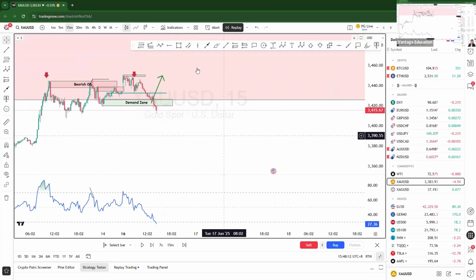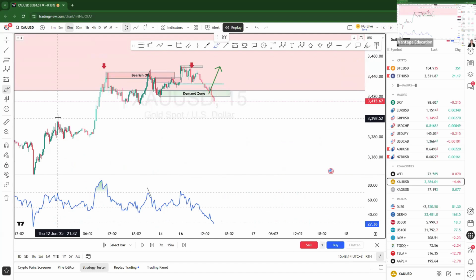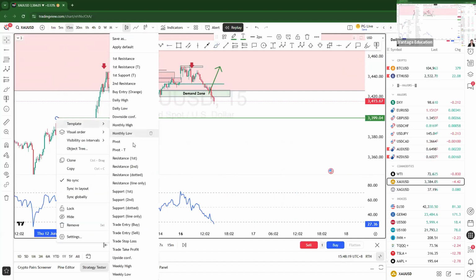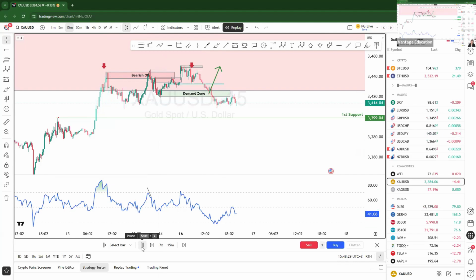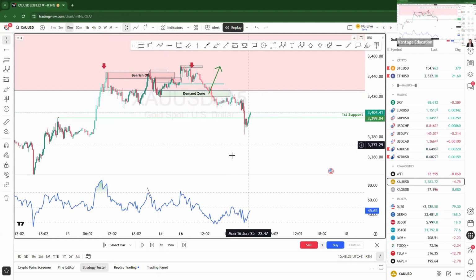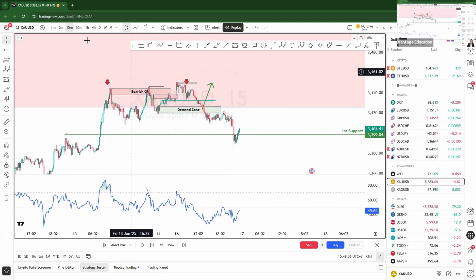Look at M15. Price is going to drop here. In the bigger picture, this is your support level. Price will come to this level. Boom. Okay, to this level. All right, this is how you scalp.